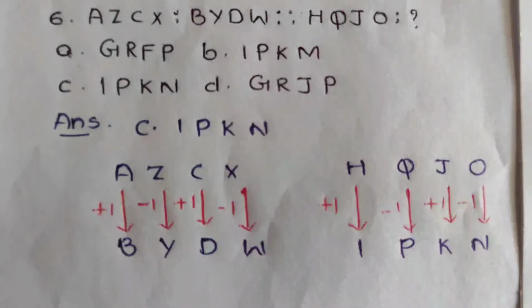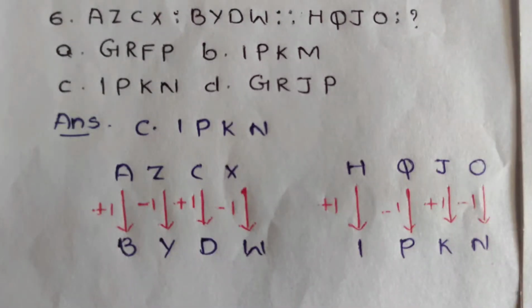So if you add 1 to H, the next letter will be I. If you take out 1 from Q, the letter will be P. If you add 1 for J, the letter will be K, and if you subtract 1 from O, it will be N. So the answer will be IPKN, which is option number C.